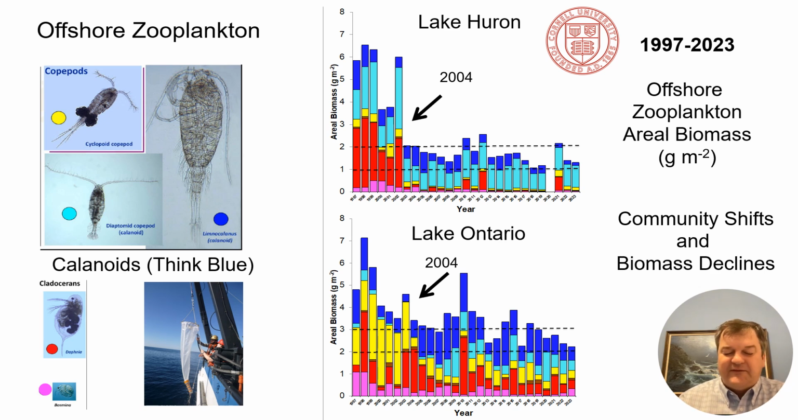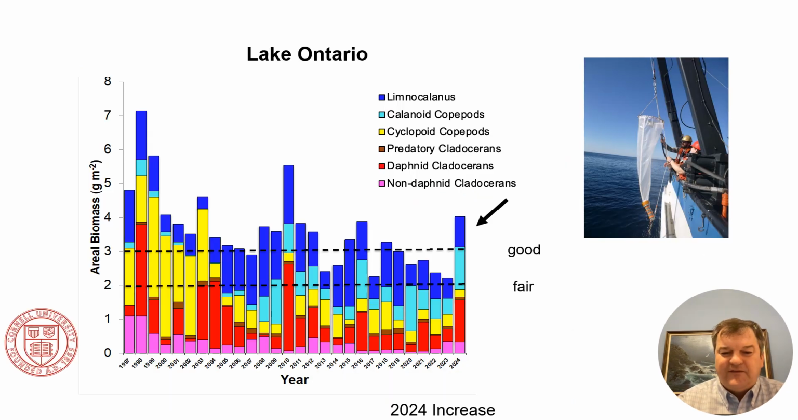More recently, we have seen some decreasing biomass, which has taken us from good conditions to what we consider fair conditions. Now, we do have values for the most recent year, 2024, and there is some good news. We have increased back into the good region, mostly from the addition of more Daphnia. So this is a good sign for 2024, and we'll continue to look at these.